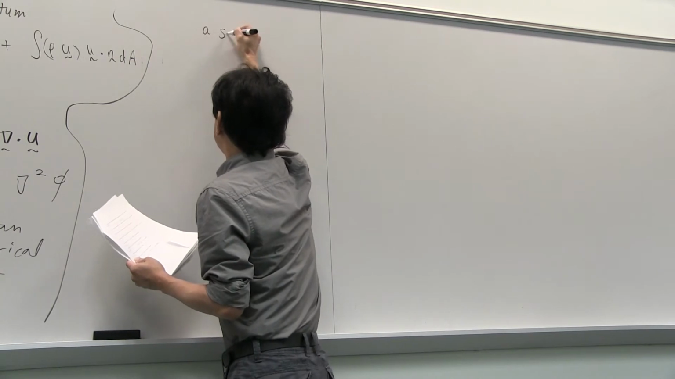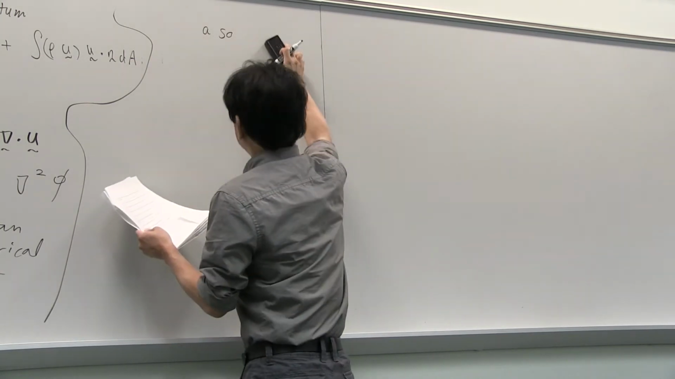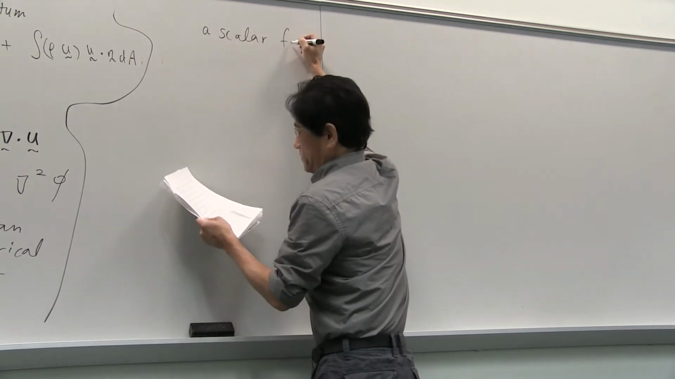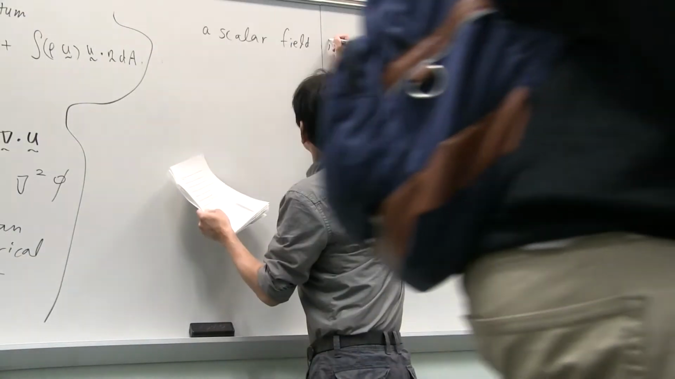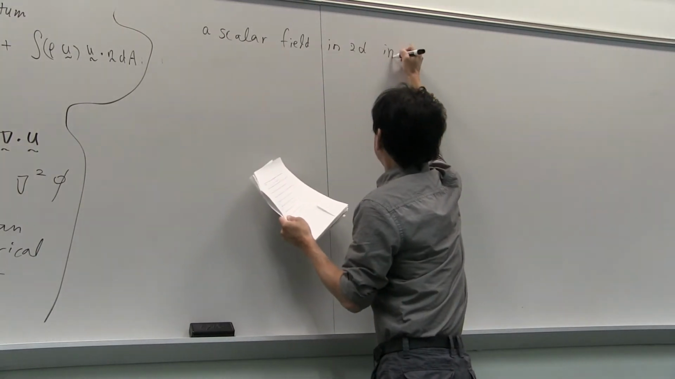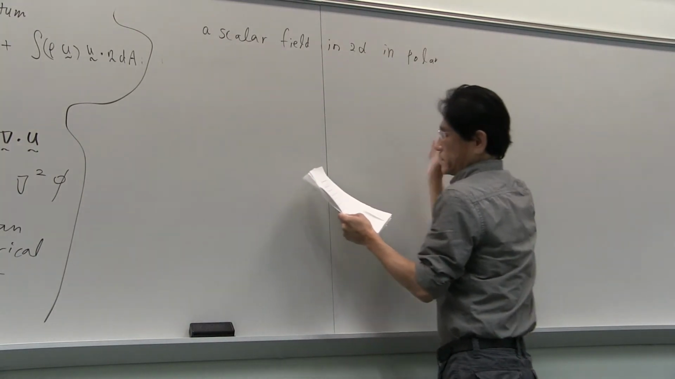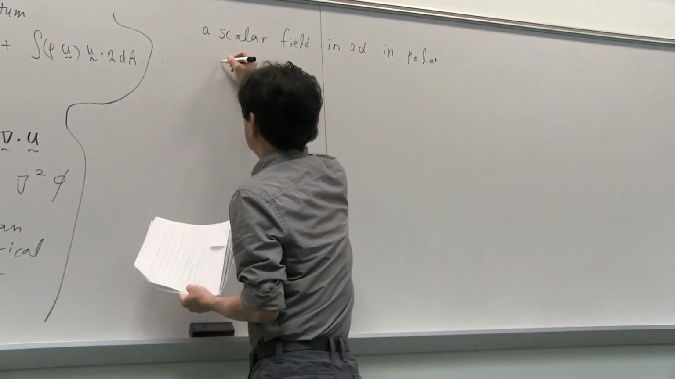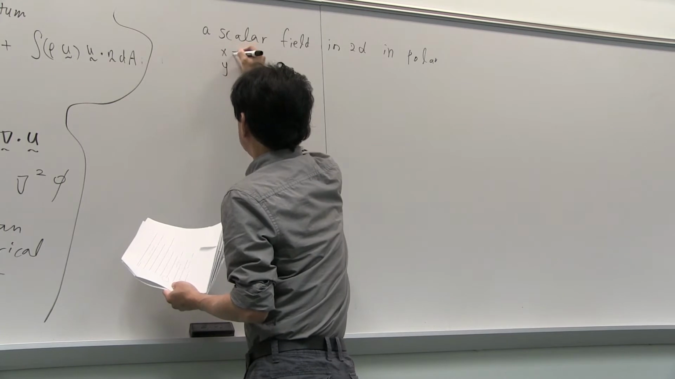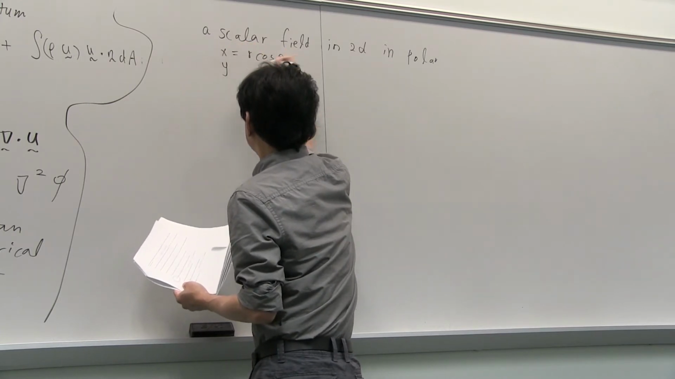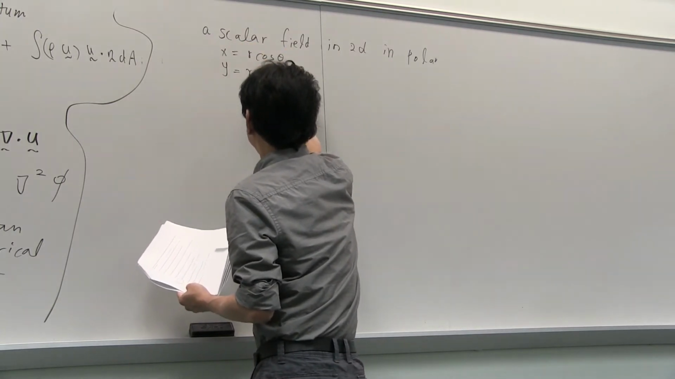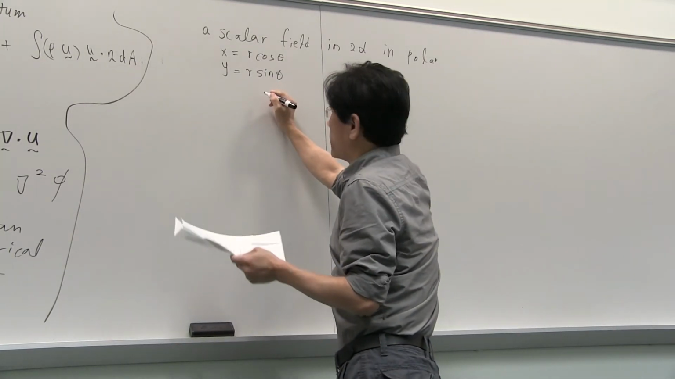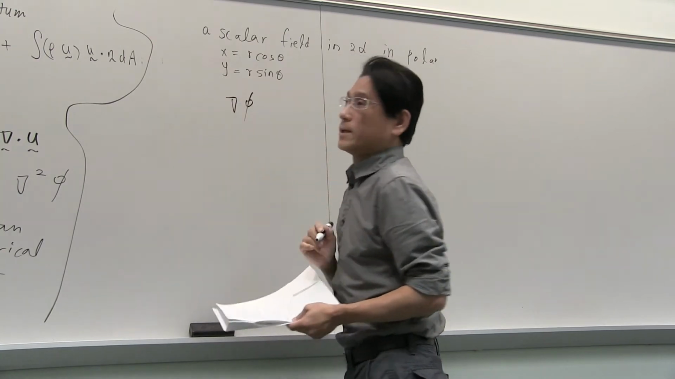You have a scalar field in polar coordinates. You know polar coordinates: x equals r cosine theta and y equals r sine theta, right? You guys understand this part, and you had something like gradient p.